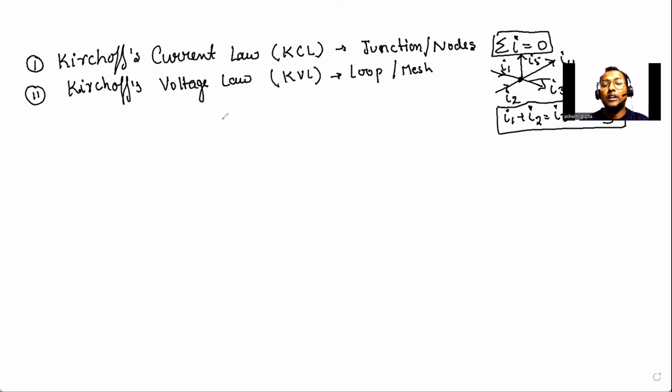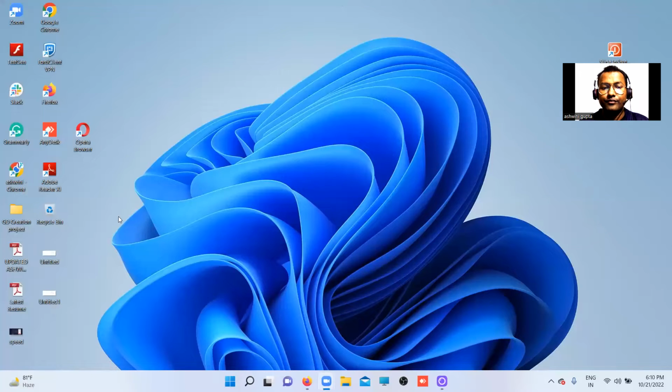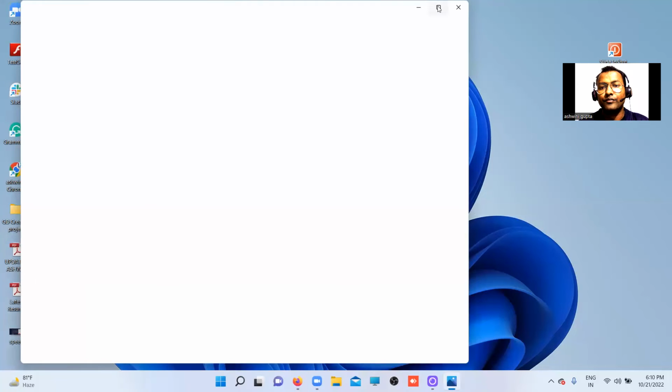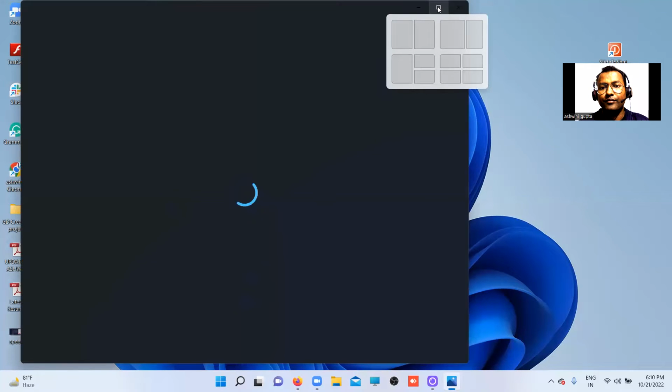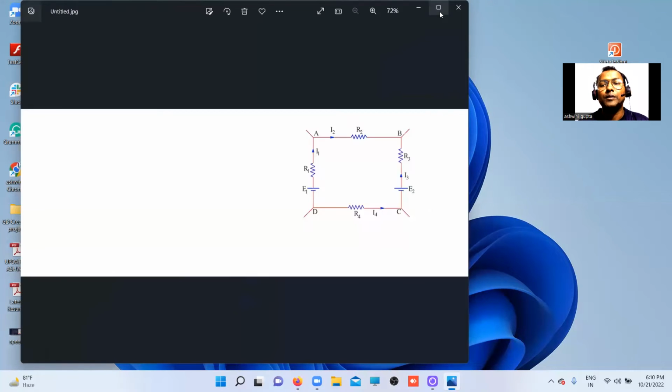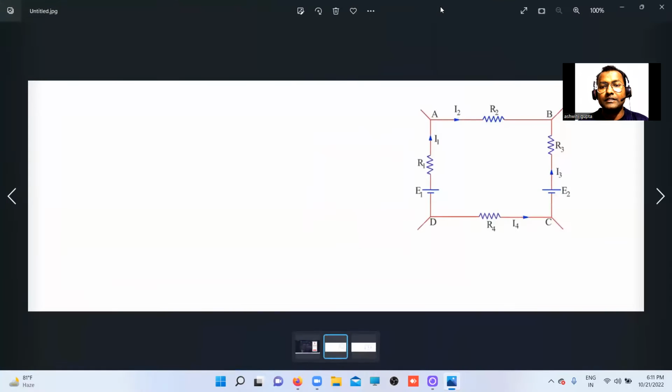For this, I would like to share another thing, that is the images. Let me share the screen first. Okay, this is a circuit that I have here to explain the concept of KVL.